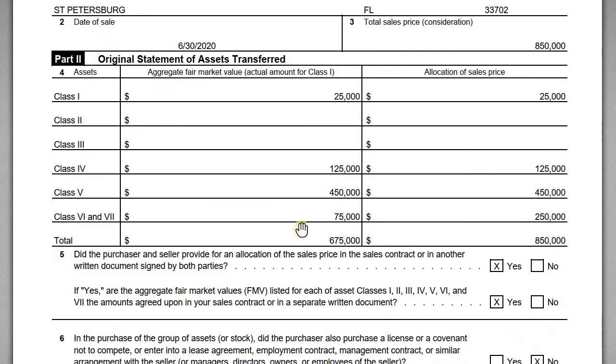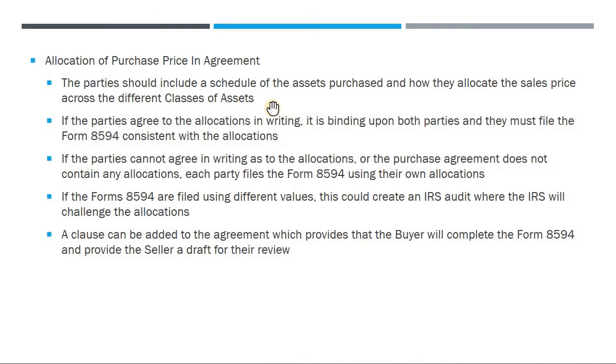So the takeaway here is really it is important for both the buyer and the seller to agree to these allocations in writing. It's okay to have some back and forth, right? That's very common. But it's really important that you both agree and you file consistent statements, because you just don't want the IRS digging in on this and then perhaps auditing one or even both of you because you used different amounts. So that covers it all.